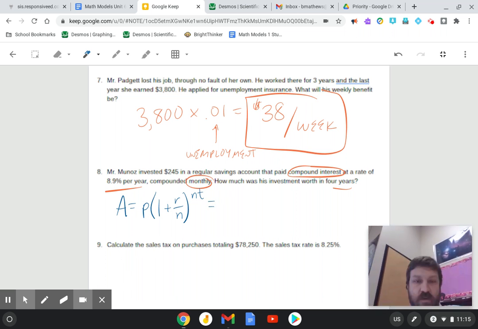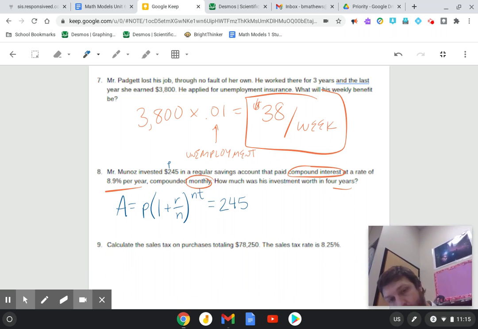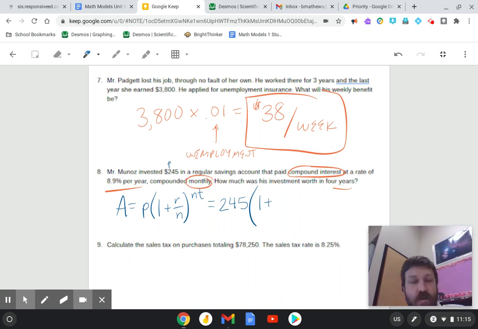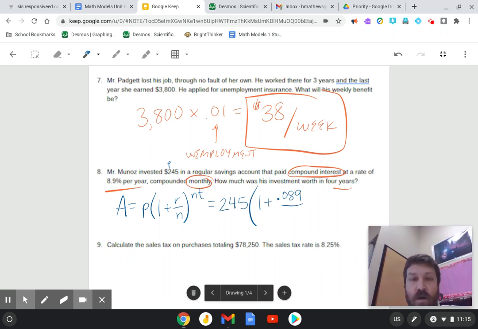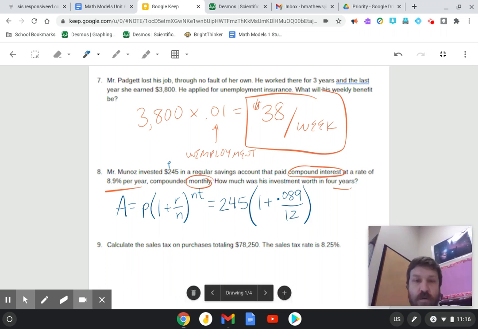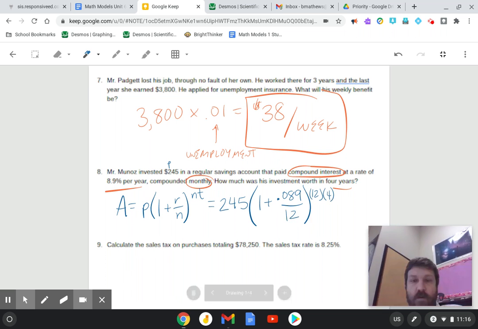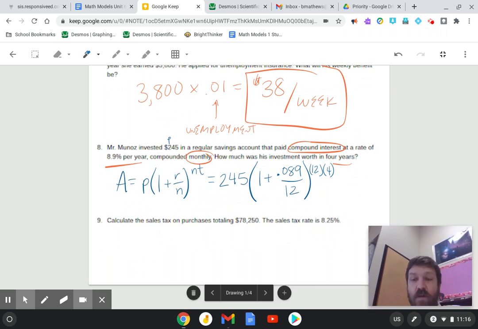A lot of things to plug in, so let's get everything in there. First things first, the P value is 245. 1 plus R over N. R is the rate written as a decimal, so it's going to be 0.089. And N is the number of times per year. That's going to be the monthly, so that's 12 months in a year. And then how much is it worth in 4 years? So N times T is going to be 12 times 4. If you're going to type this all in, you need to type it basically how you see it right here. So let me show you how that looks on Desmos.